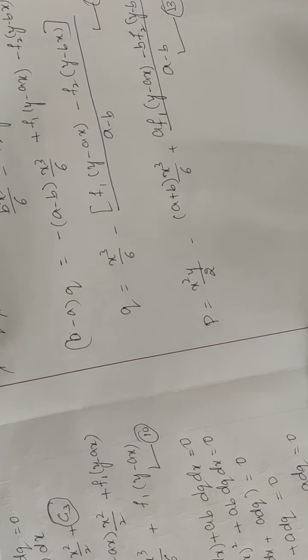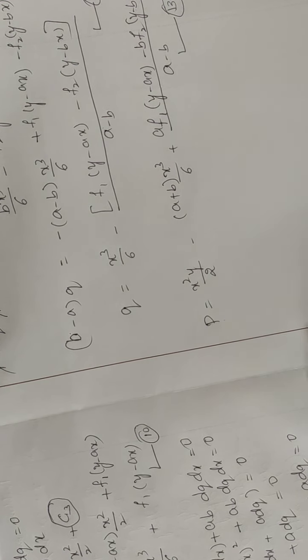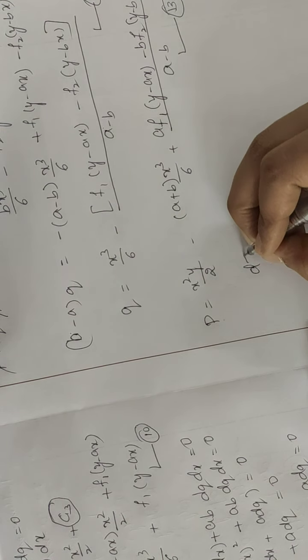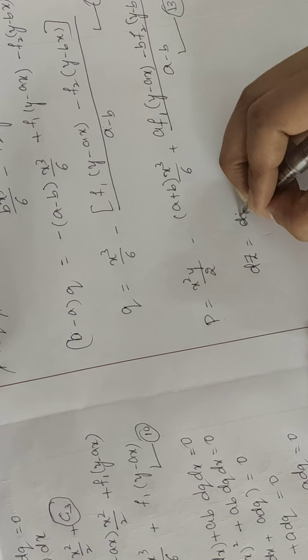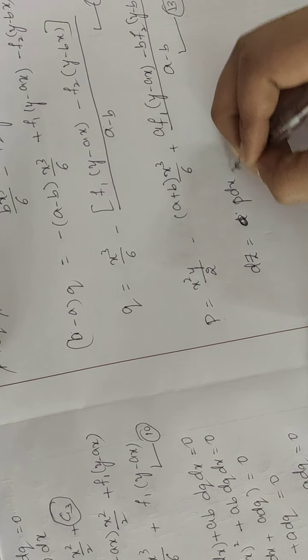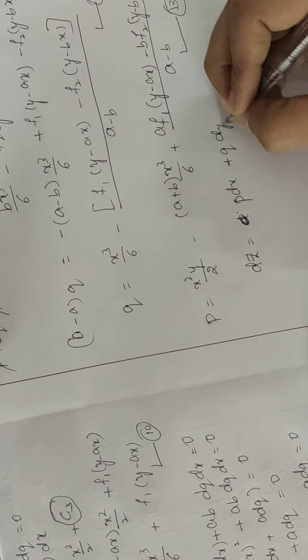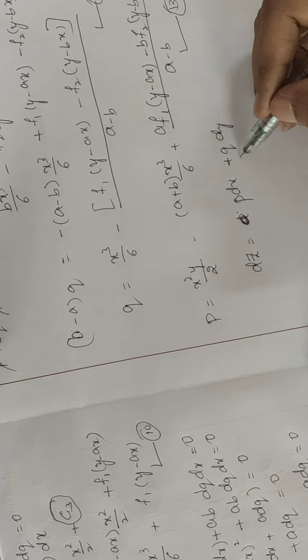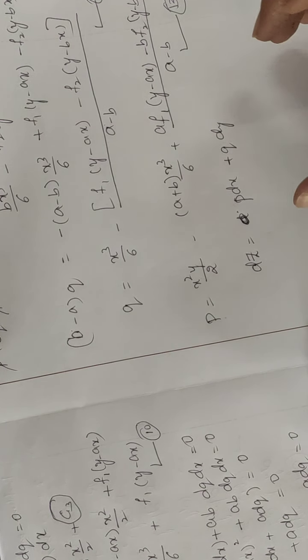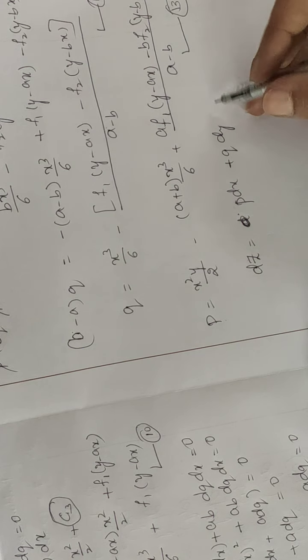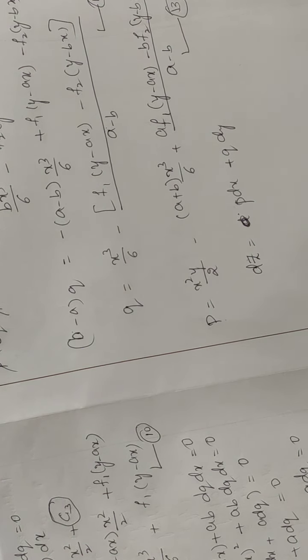Now what are we supposed to find out? We should find out the complete integral, that is nothing but dz is equal to p dx + q dy. So I can substitute the value of p and q here. After substituting, if I integrate the whole equation, I will get the solution for z, right?